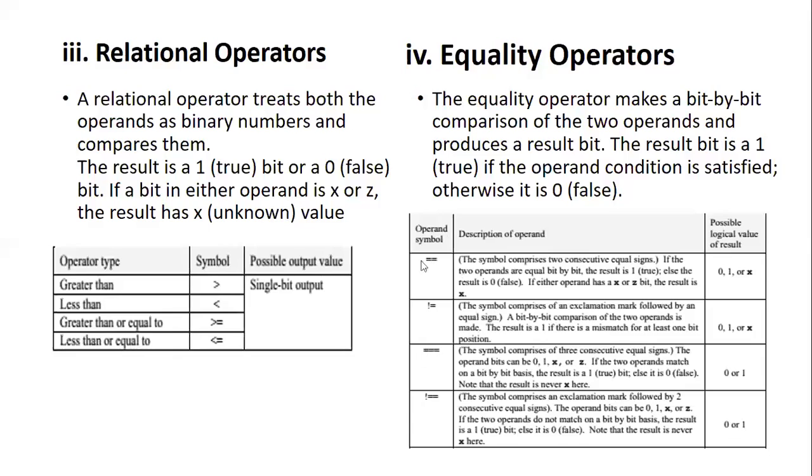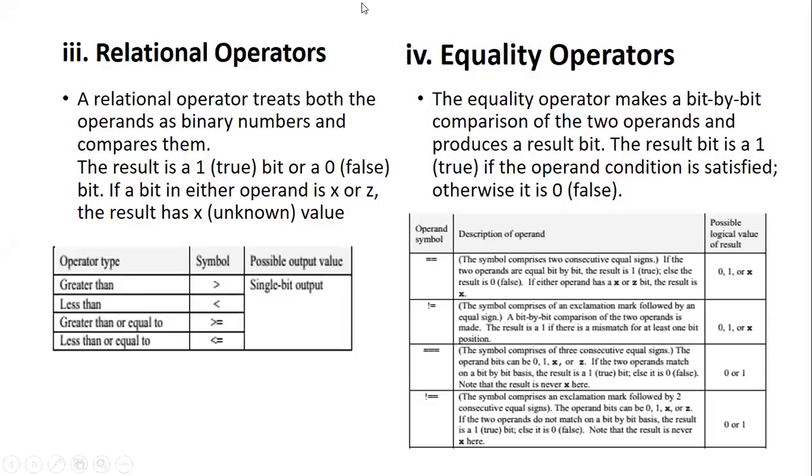Now the only difference between double equal to and triple equal to is that double equal to will give you a result of 0, 1 and x, but triple equal to will only give you the result of 0 and 1. Then this is the negation of double equal to. So these are the equality operators available in Verilog.